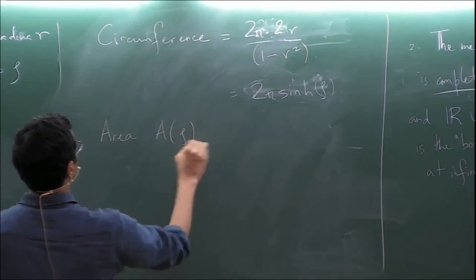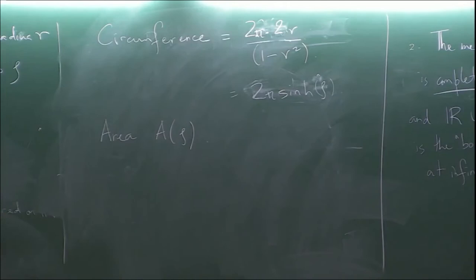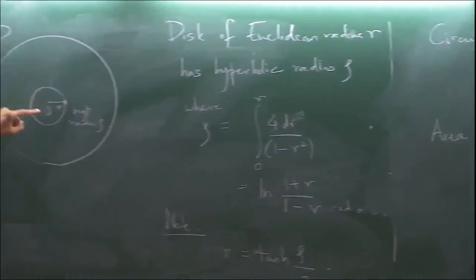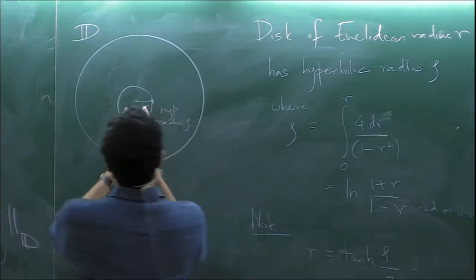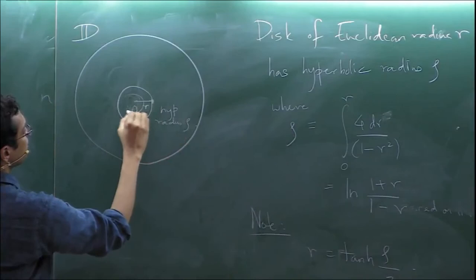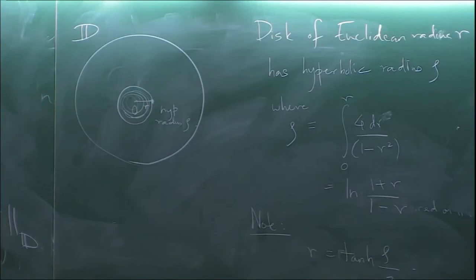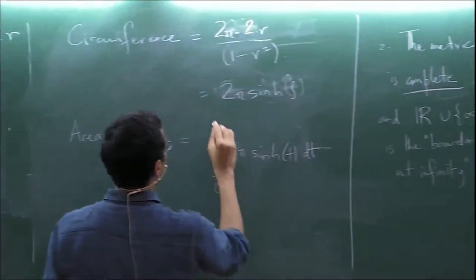So this is a disk of hyperbolic radius rho. So Euclidean radius r, so hyperbolic radius rho. So you know that its circumference is this, and you know that you get the area by integrating from 0 to rho the circumference that you get at every stage. Okay, so this will be an integral of 2 pi times sinh t dt from 0 to rho.